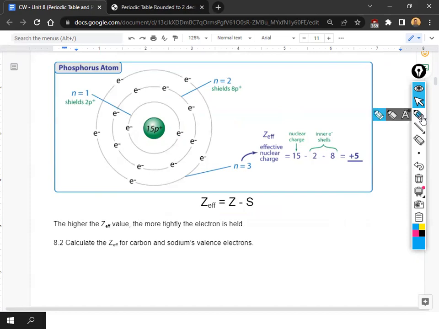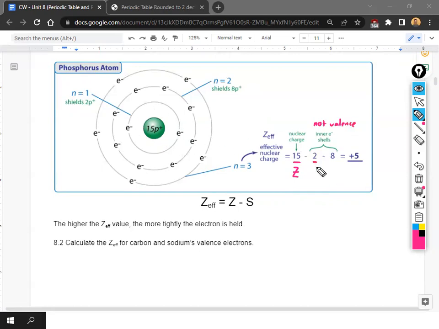So if this is the example right here, we've got an atom with 15 protons. So the nuclear charge Z is 15. And then the S value is going to be the inner electrons. So basically not valence, okay? If you look, there are 2 in the first shell and there are 8 in the second shell. And this is going to be S. And that's how you calculate that.